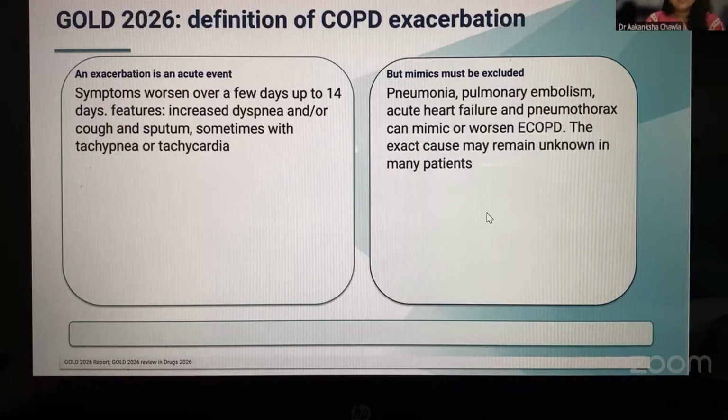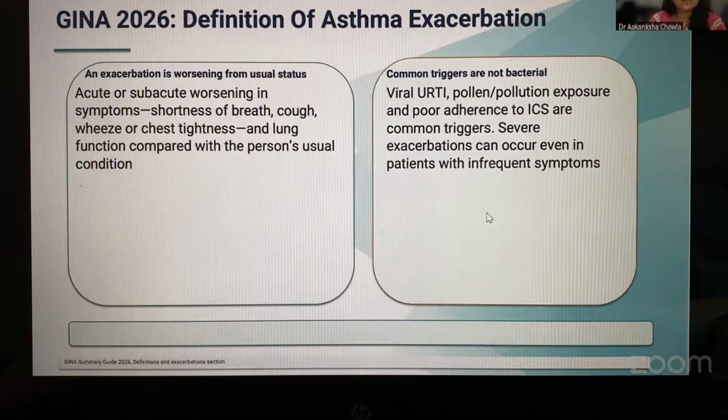Now, remember that whenever you're dealing with a patient who already has an underlying disease and comes in with increased symptoms, it does not necessarily mean that it is going to be infection. So you must remember the possibility of mimics like pulmonary embolism, acute heart failure, in some circumstances even pneumothorax, because those also should be kept in mind when the patient presents with worsening of symptoms.